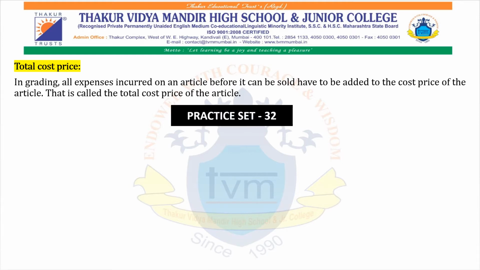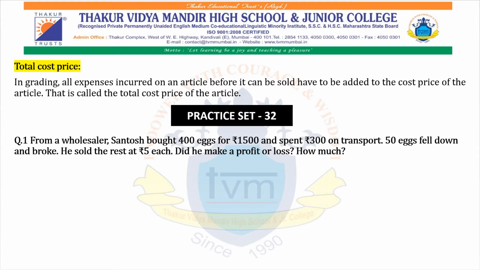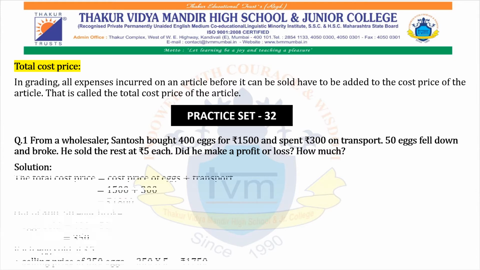Practice set 32. Question 1. From a wholesaler, Santosh bought 400 eggs for rupees 1500 and spent rupees 300 on transport. 50 eggs fell down and broke. He sold the rest at rupees 5 each. Did he make a profit or loss? How much? We'll see the solution now.